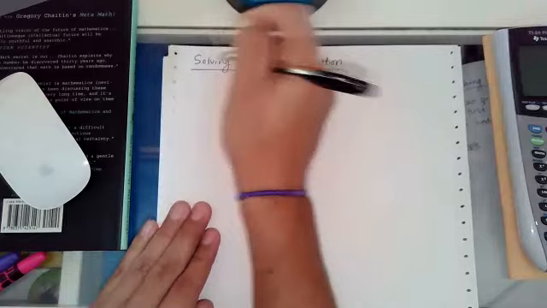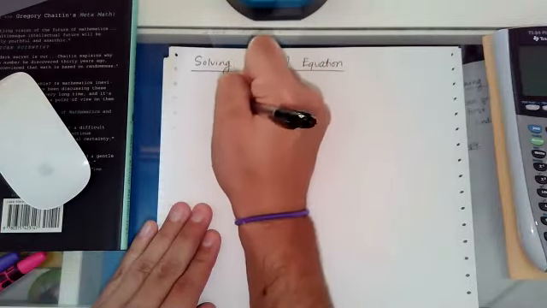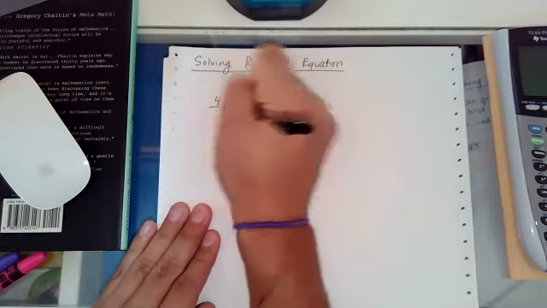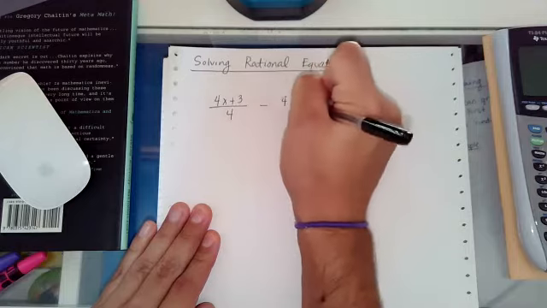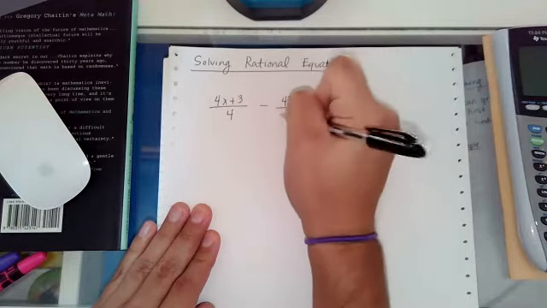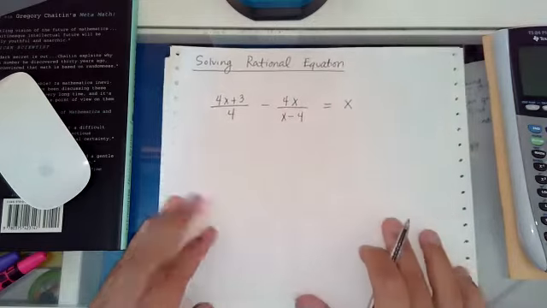Okay. So I'm going to write this equation down. It's (4x plus 3) over 4 minus 4x over (x minus 4) is equal to x.